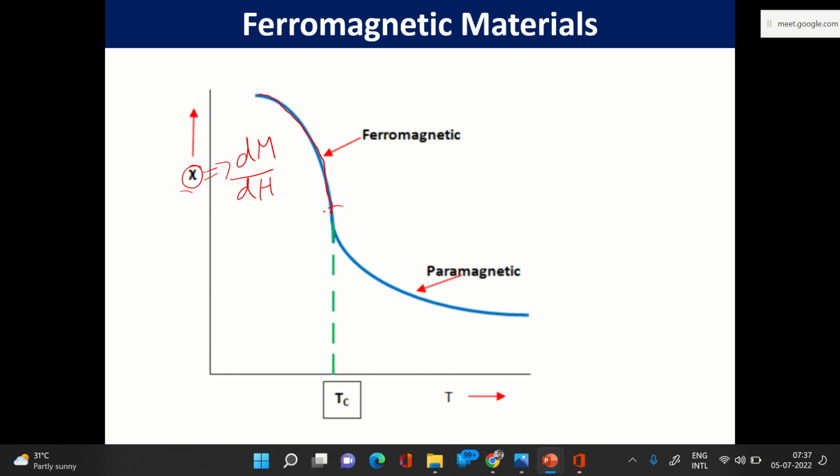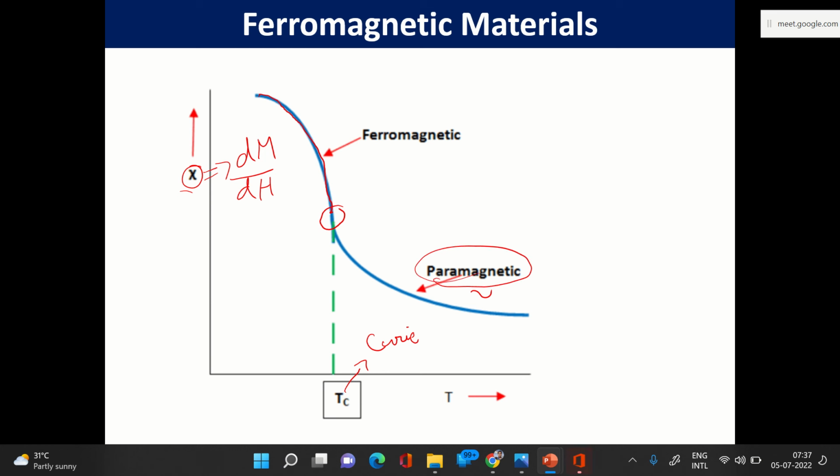And at this point, this is the Curie temperature, where I said that there will be no alignment of spin, there will be randomization. So above the Curie temperature, they behave as paramagnetic. So the curve after this point is that of a paramagnetic.